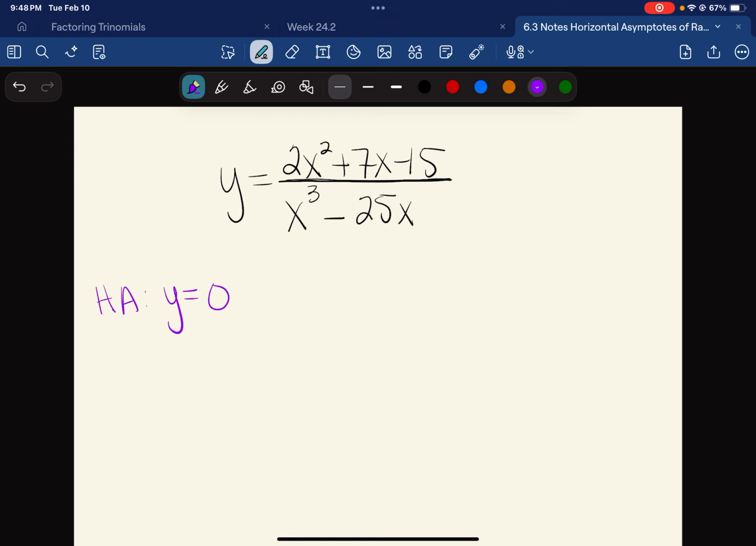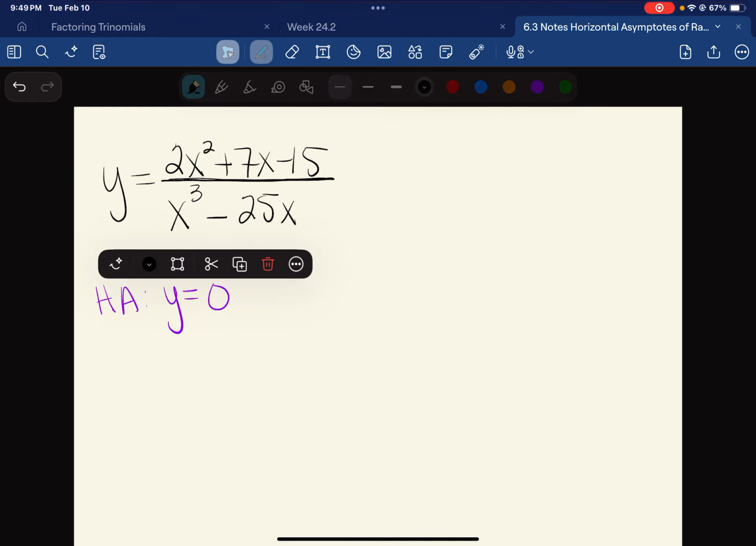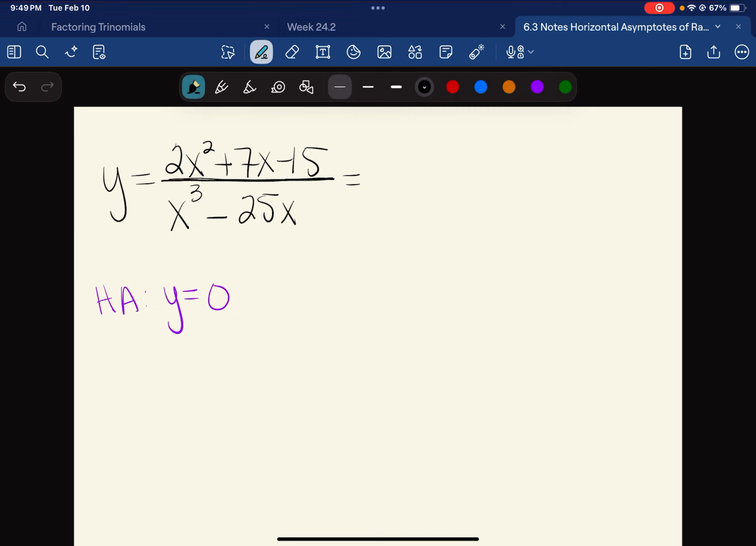Now, to check for holes and vertical asymptotes, you need to factor your function. So I am going to scoot this over. If I factor my numerator, let's look at what that gives us. 2x times x. If we have a 15 and we need to make a 7, let's put a 5 there and a 3 there. So that would be a positive 10x minus 3x, which would give us a 7x, yes.